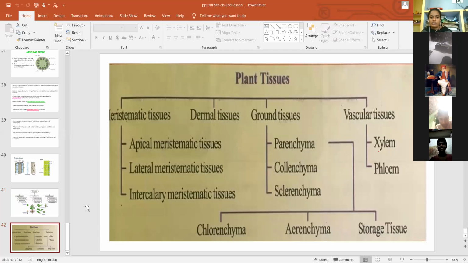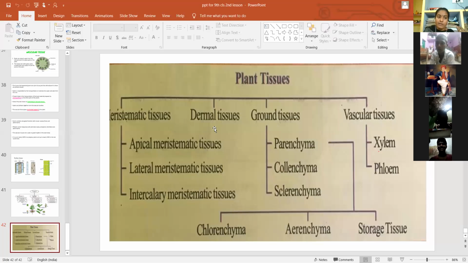Next, last, the plant tissues are of 4 types. Number 1 is meristematic tissues, dermal tissues, ground tissues and vascular tissues. The meristematic tissue is of 3 types: apical, lateral and intercalary meristematic tissues. Next, the dermal tissue consists of 3 layers: epidermis, mesodermis and endodermis.